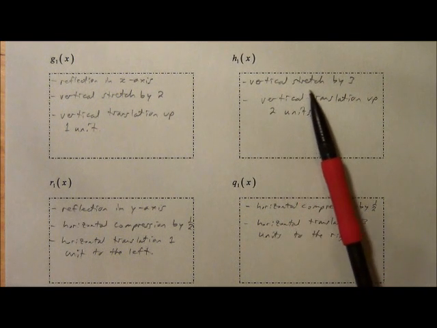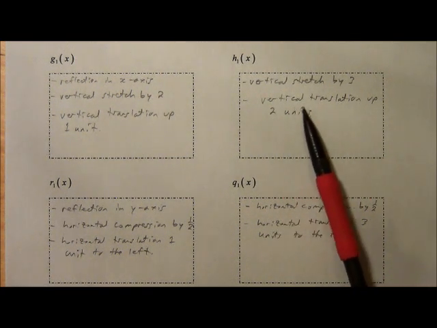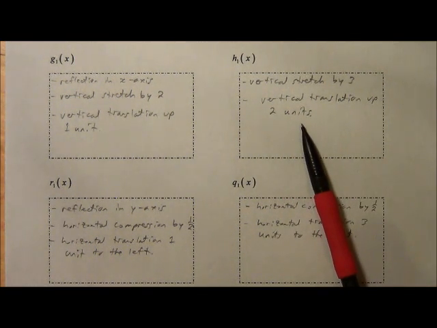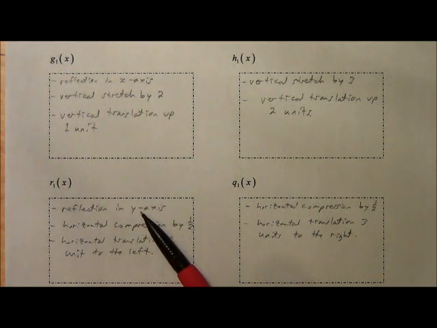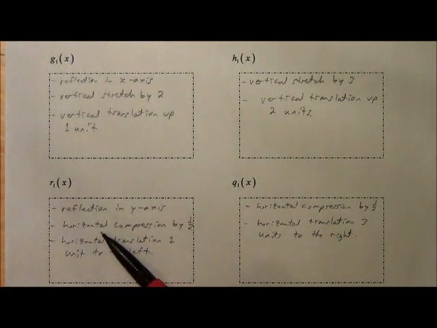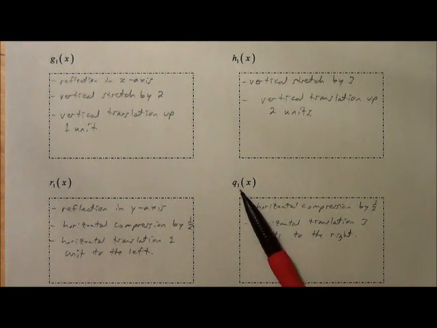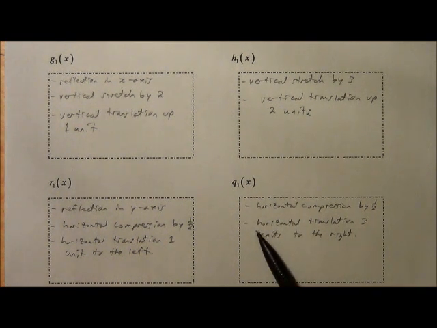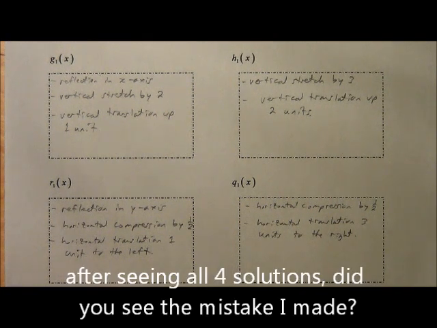For function h of x, there's a vertical stretch by 3, and a vertical translation up 2 units. For r, there's a reflection in the y-axis, a horizontal compression by a half, horizontal translation 1 unit to the left, and for function q, horizontal compression by a half, and a horizontal translation 3 units to the right.